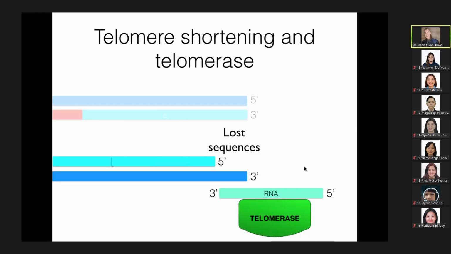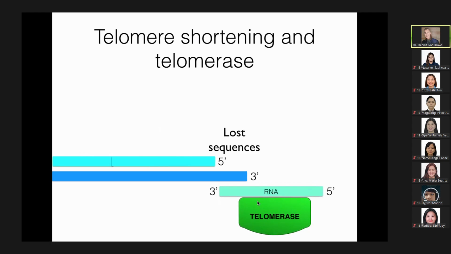What is unique about that enzyme? It has, well, aside from the protein part, it has a built-in RNA template. And what will the RNA template do? It will bind to the 3' overhang, and the enzyme right here will incorporate a nucleotide to the 3' end of this overhang using the RNA as the template. What do we call that process where DNA is synthesized using RNA as a template? Anyone?